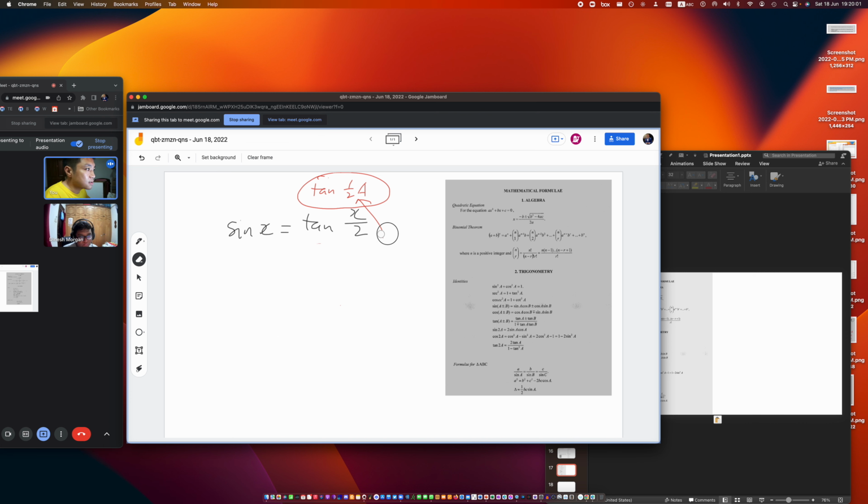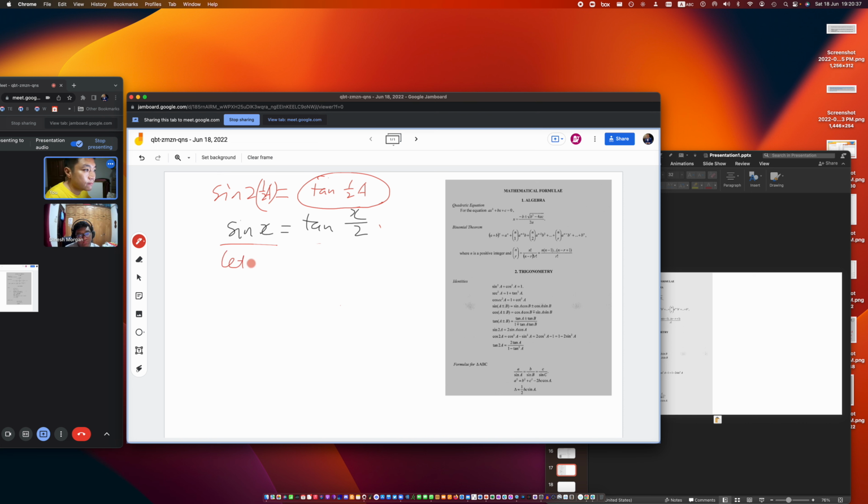If you see this as tangent half A, then this one will be sine 2A already, or rather sine 2 times half A. So what I'm trying to say here is you can do this.